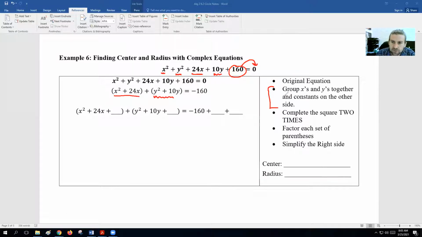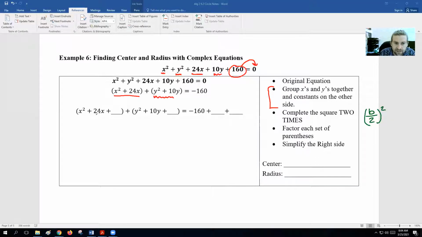Then what we're going to do is complete the square two times. On this side, we need to figure out x squared plus 24x plus blank, and we have another blank on the opposite side to keep it equal. Remember, when it comes to completing the square, you can add something on one side and subtract it on the same side, or if you add something on one side, you have to add that same number on the other side. To complete the square, remember, it is that middle number divided by 2, squared. Let's find these blanks here.